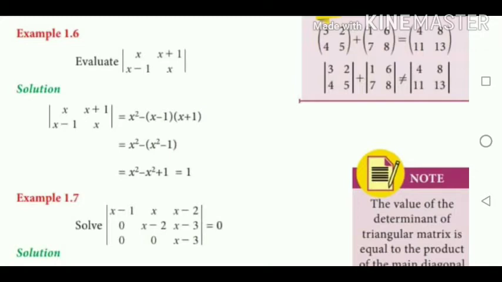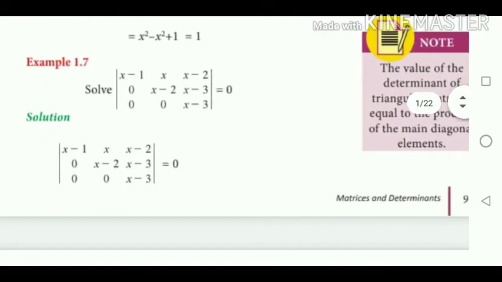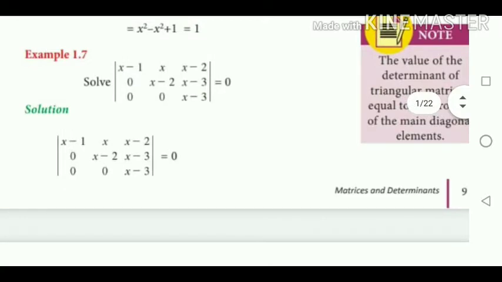If a minor is given, a minor means a 2 by 2 matrix. In such a case you cross multiply and then subtract, and you get the answer. Then example 1.7, solve. The question given here is the determinant with rows x minus 1, x minus 2, 0; x minus 2, x minus 3, 0; 0, 0, x minus 3. Here they said solve. Don't think it is 'show that', where you get the answer 0. Here the value of this determinant is equal to 0, and you have to find the value of x.